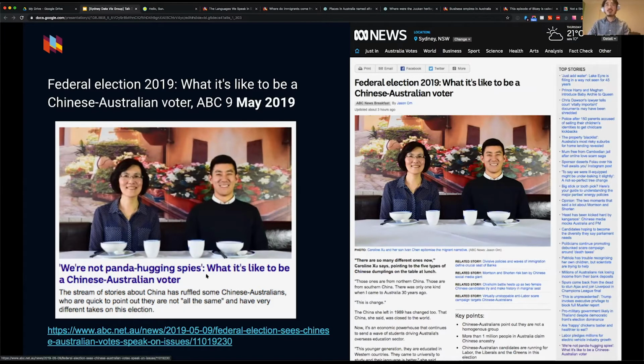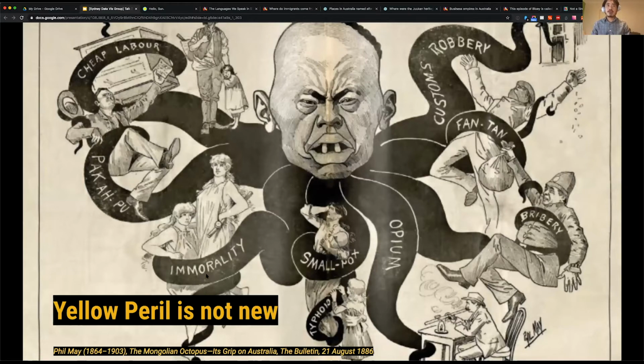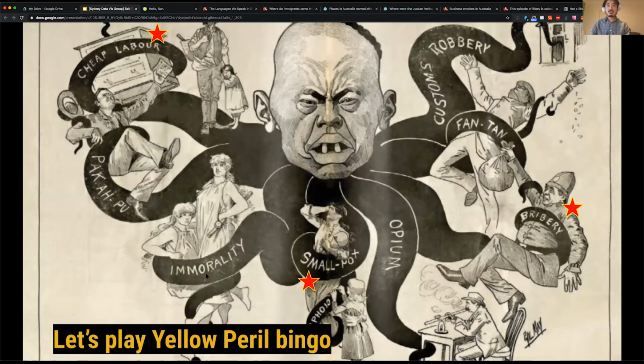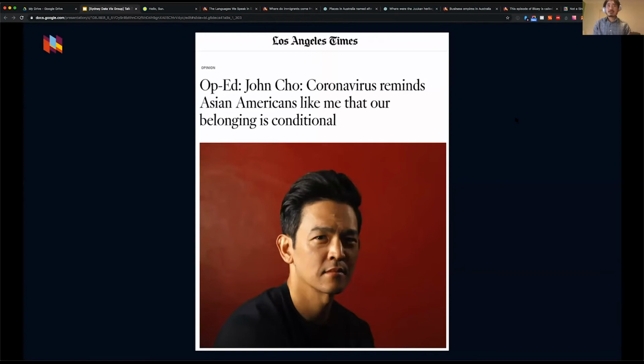People say we would never belong. But the problem of yellow peril is not new. It dates back to the founding of the Federation, after the European settlement. If we play a game of yellow peril bingo, taking this very old racist image to the world we're living in now, we can actually tick a few things, right? Chinese people are associated with disease, with cheap labor, with taking Australian jobs, also bribery and all the different vices. I also found this article from the Los Angeles Times.